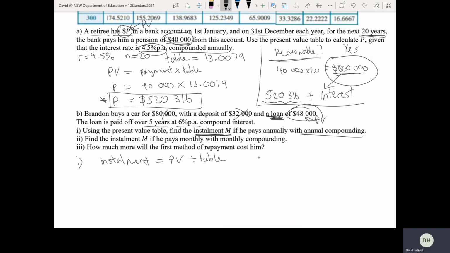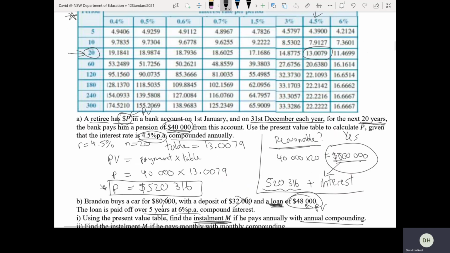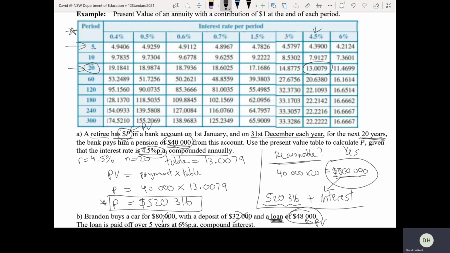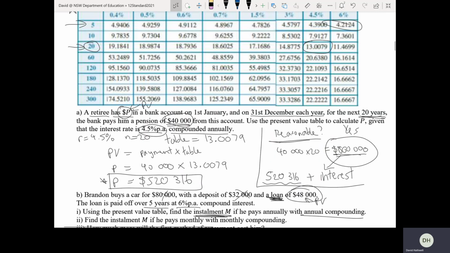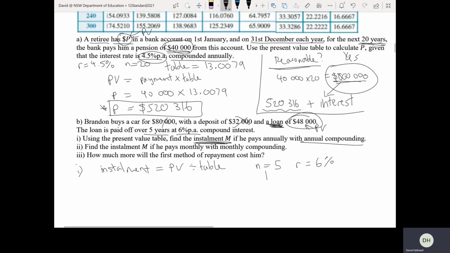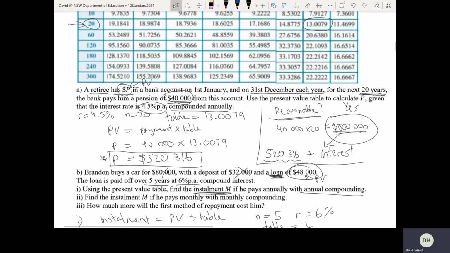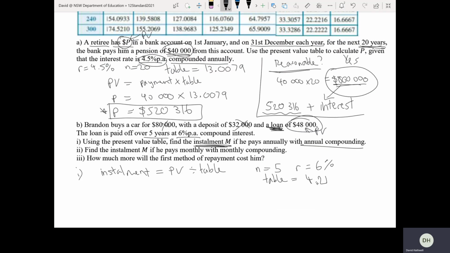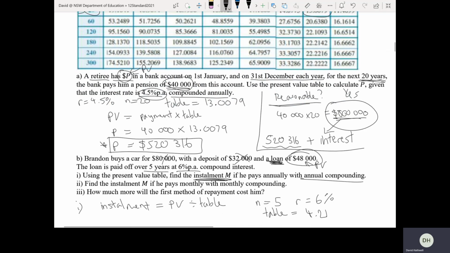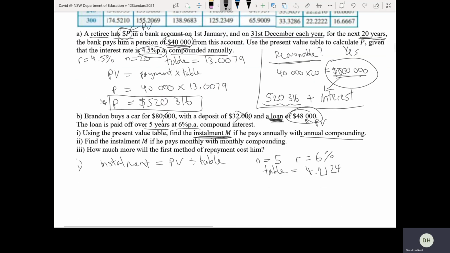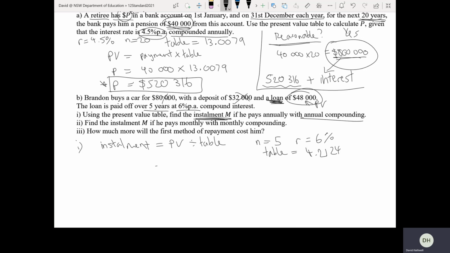So we've got N of 5 years, and the R value is 6% per annum, and everything's compounded annually, so that stays. So N is 5, R is 6%. N is 5, period of 5, and we've got 6%. That'll be this number here, 4.2124. I always write down my table value because occasionally the HSC markers give 1 mark just for writing down that table value. 4.2124. It's my table, and my PV is going to be my loan amount, 48,000.